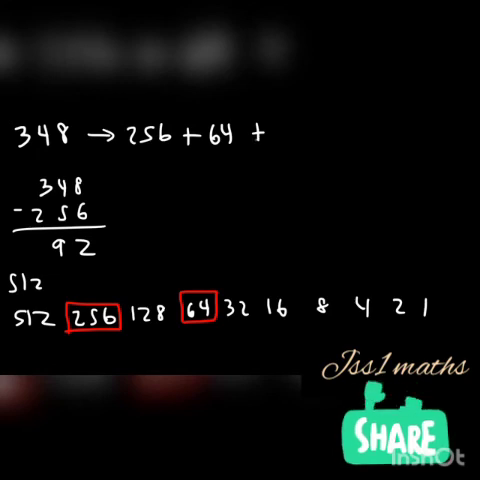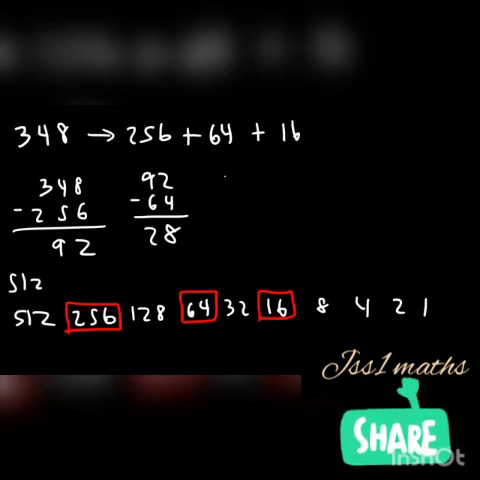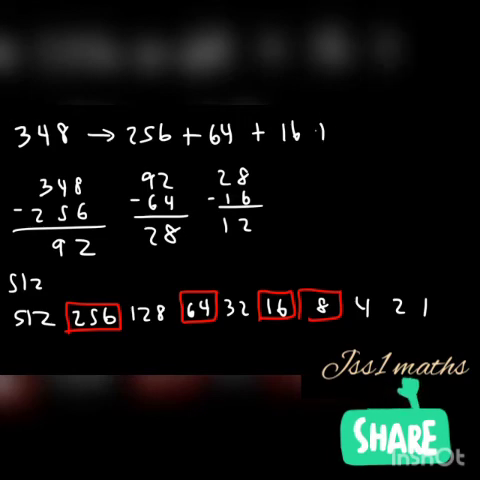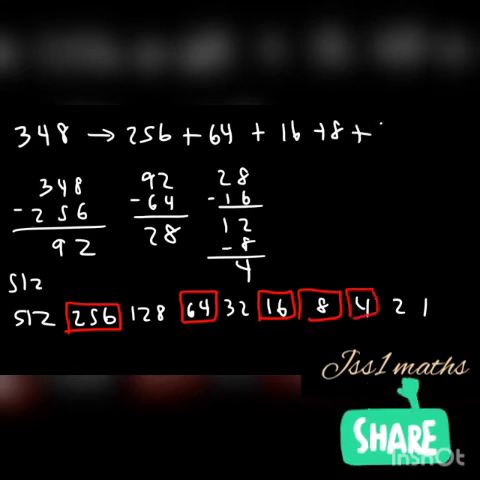Now, if we do 92 minus 64, that's going to give us 28. The highest number under 28 is 16. So now let's subtract 28 by 16. That will give us 12. So we can use an 8. 12 minus 8 is 4. And then we'll stop at 4. So notice that if you add 256 plus 64 plus 16 plus 8 plus 4, it will give you 348.